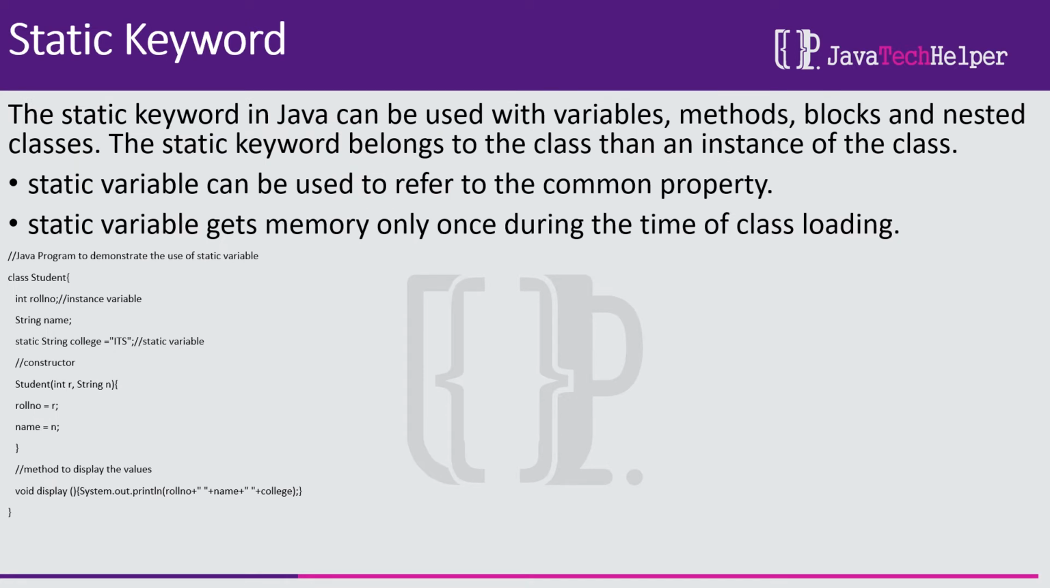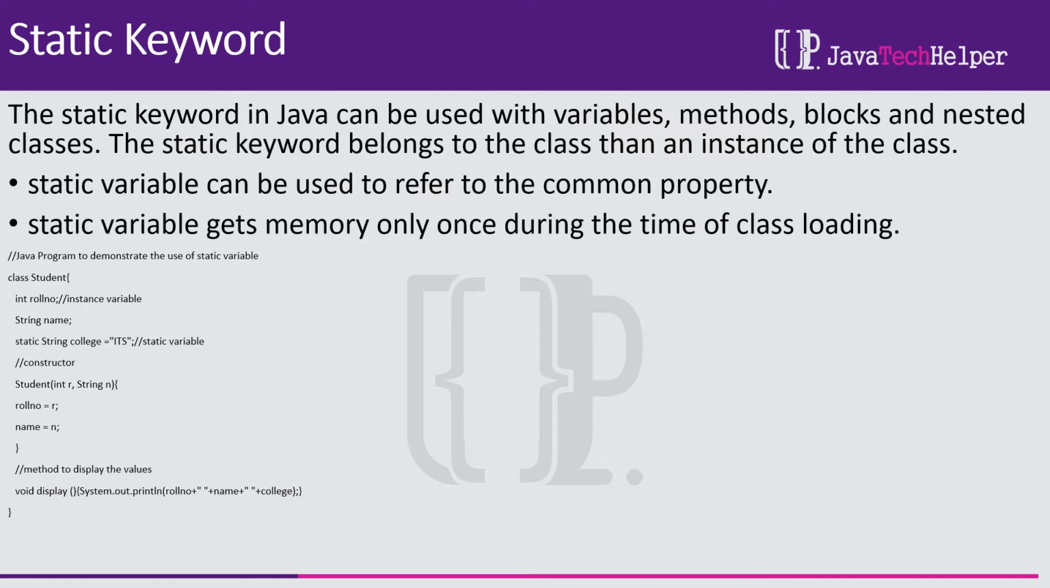Now the static keyword is used with variables, methods, blocks and nested classes. The static keyword belongs to the class, not the instance of the class. So when you declare a variable as static, it is associated with the class, not the object or instance of the class which you create. A static variable gets memory only once, at the time of class loading. Let's see an example of that.